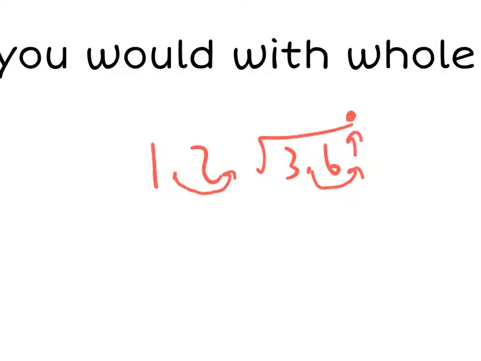Okay. So I started with 1.2. My decimal point's right there. I moved it one spot. And I started with 3.6. And I moved it one spot. So both one spot, and your decimal goes up here in your answer.